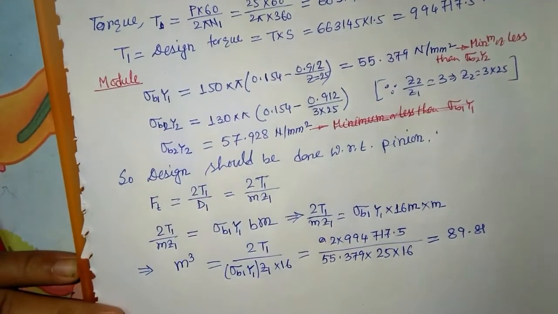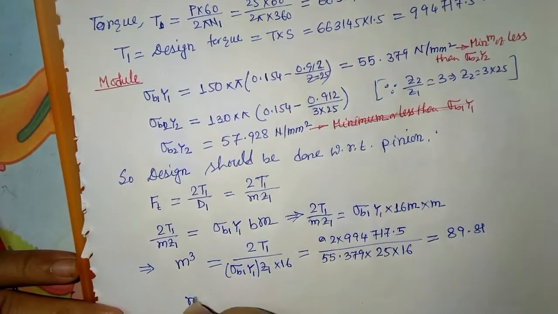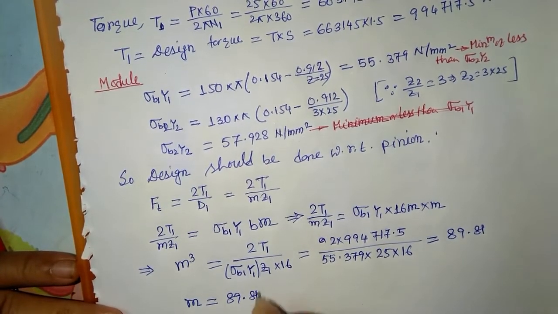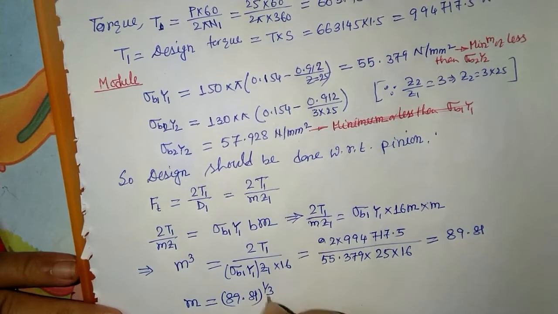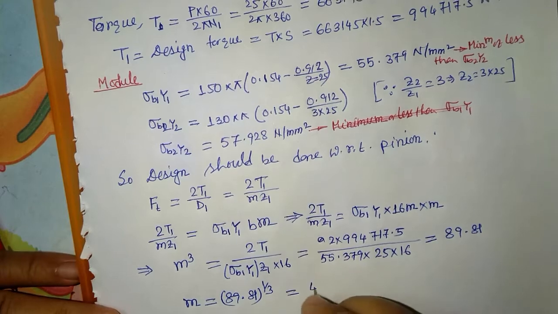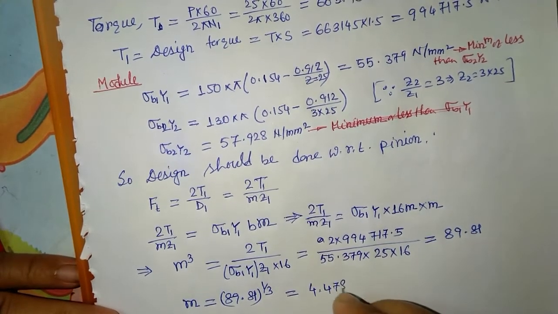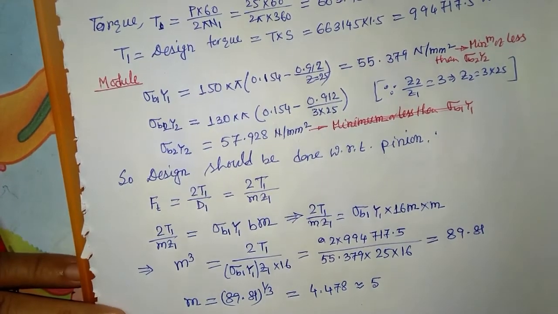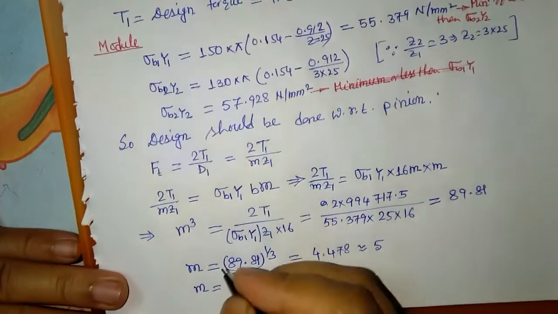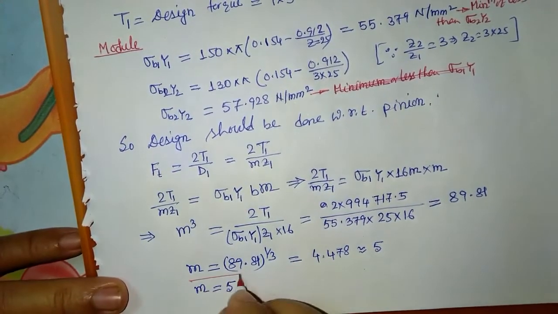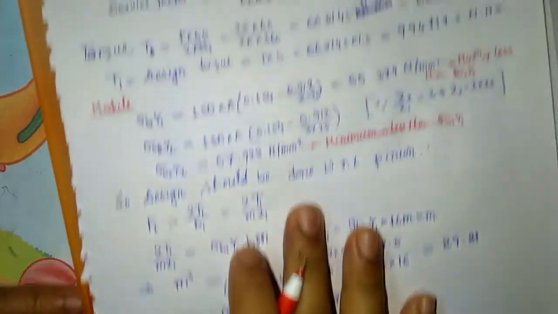89.81. Okay, so from this we can write that m is equal to 89.81 cube root. Okay, so from this if we make this, we will get 4.478, and this is nearly equal to 5, because module can't be fraction. Okay, so we can write this module as 5. So we got this module as a 5. So this one part is completed.